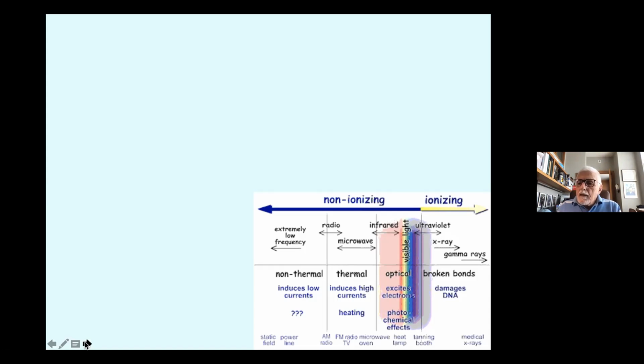But at any rate, beyond that are X-rays and gamma rays. And of course, X-rays and gamma rays are both very similar. X-rays come from the electrons around an atom, and the gamma rays come from inside the nucleus.